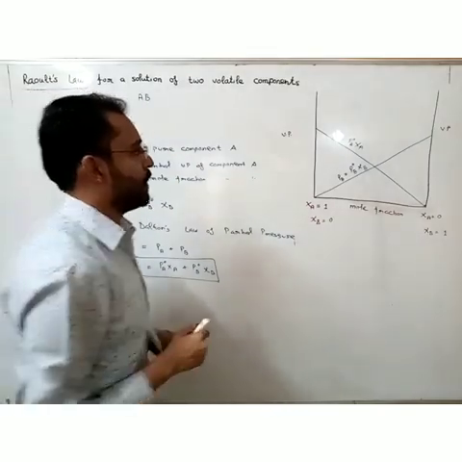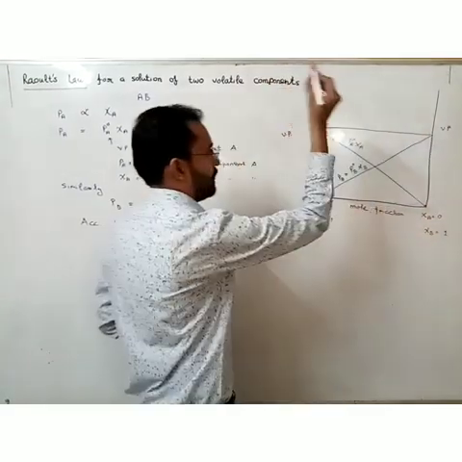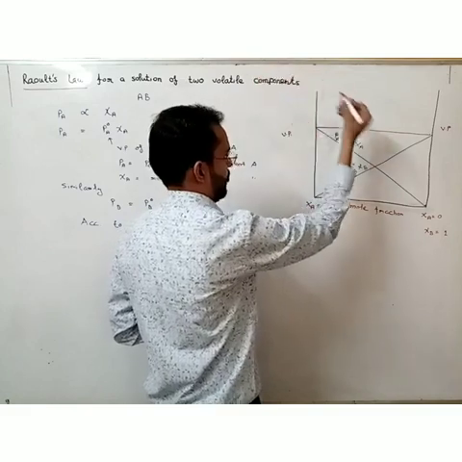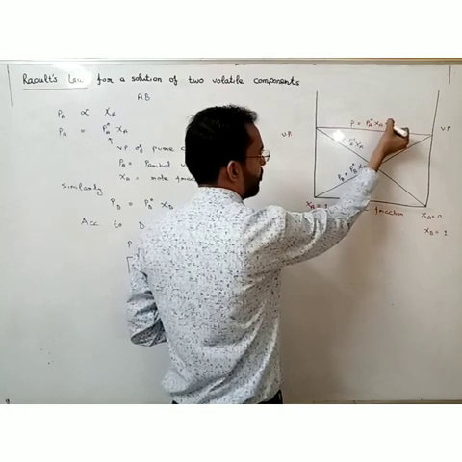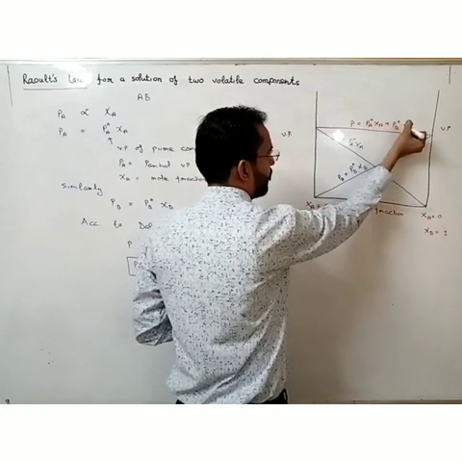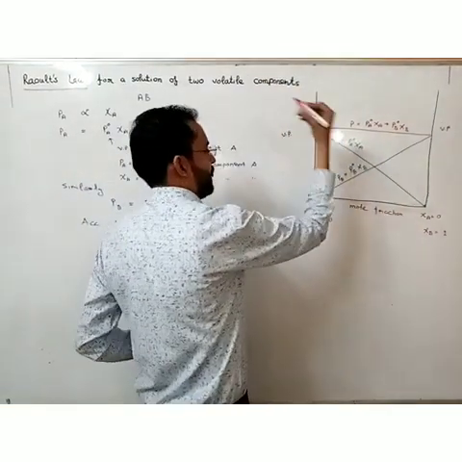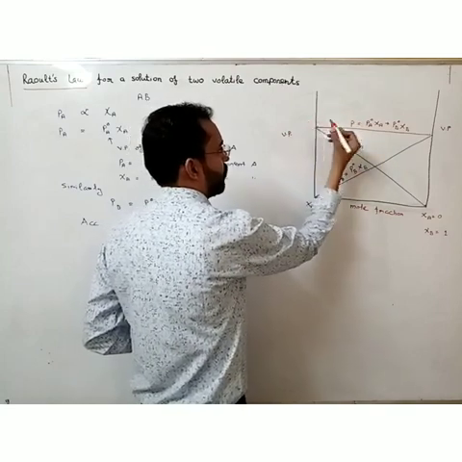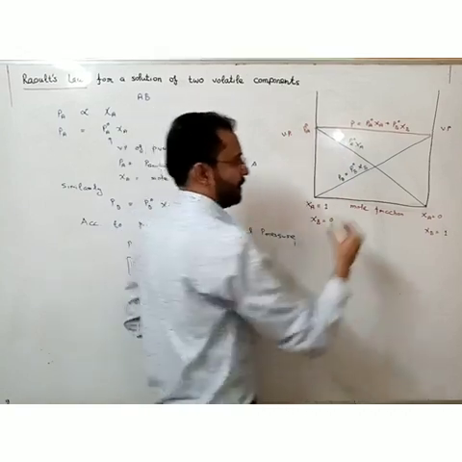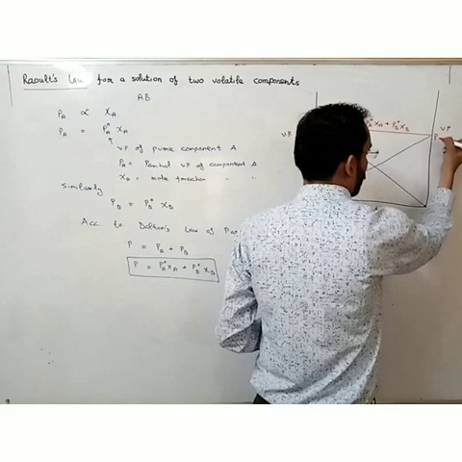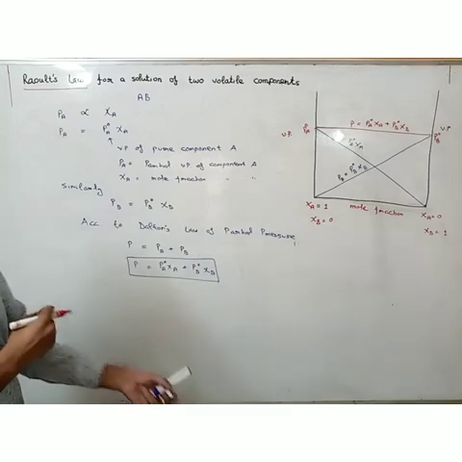For representation of vapor pressure of solution, join these two lines. This is the vapor pressure of solution, P, which is equal to PA naught XA plus PB naught XB. This point represents vapor pressure of pure component A, which is represented by PA naught. And this point represents vapor pressure of pure component B, which can be represented as PB naught.